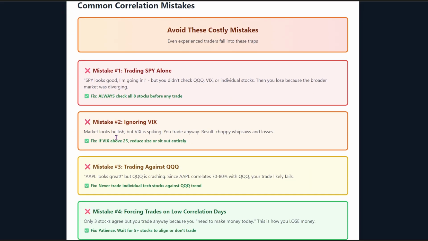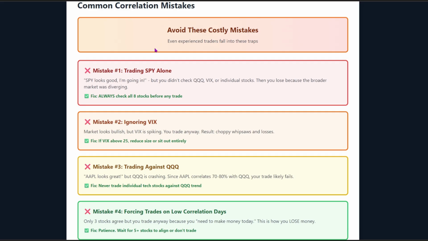So, mistake number 1, trading SPY alone. SPY looks good, I'm going in, but you didn't check VIX or individual stocks. Then you lose because the broader market was diverging. Fix: always check all 8 stocks before any trade. You're going to be knowing what's going on with all the stocks, and if you guys are in our call. But if you're trading alone, don't be only looking at one stock. You need to look at everything for correlation, otherwise you're taking low probable trades.